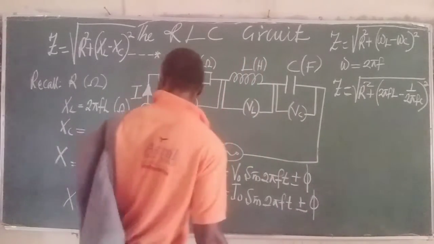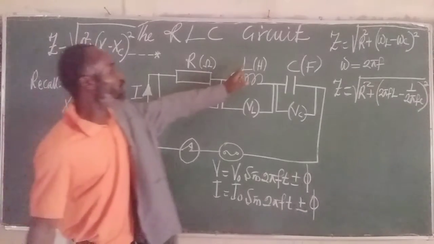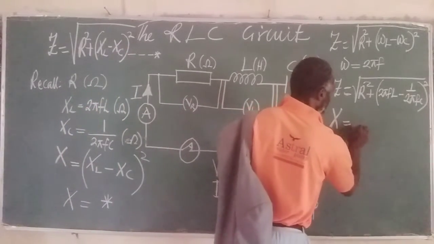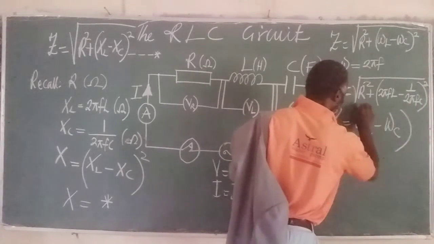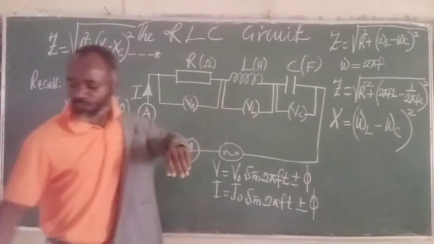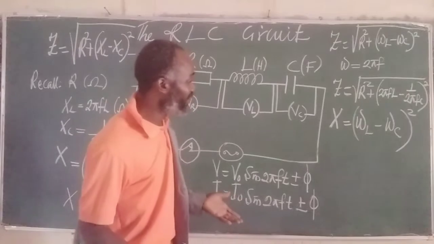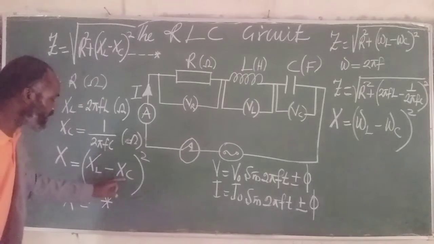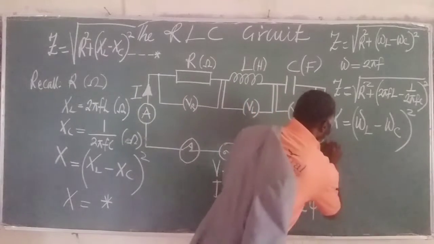Now we have found that. We recall, look at this. We are going to find the reactance of the inductor and the capacitor, and that will give us X. That X is given as omega L minus omega C, squared, just like I said earlier. If we move further and substitute accordingly, what we have is what we already know. We have XL and XC. How do we now find XL and XC? It's simply by substituting accordingly.